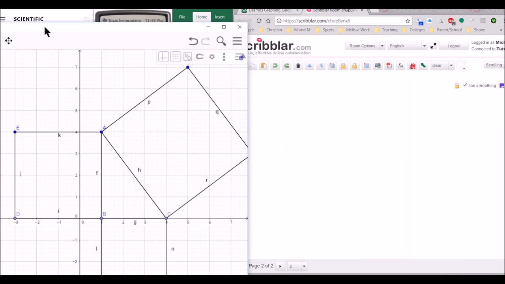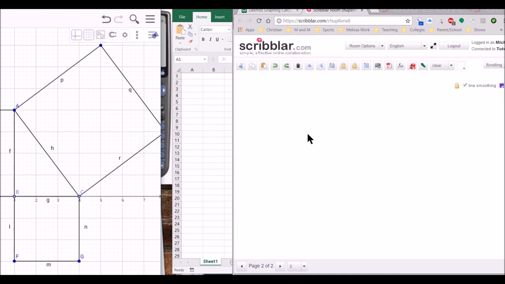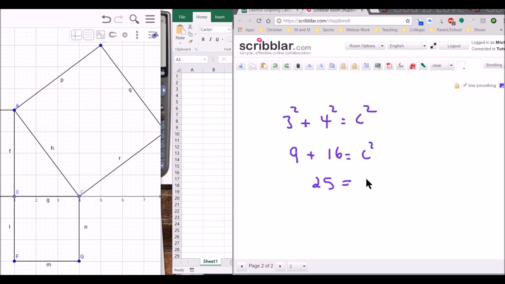So here we go. Let's do this. So again, we have a squared plus b squared equals c squared. So it's going to be 3 squared plus 4 squared equals c squared. So that's going to be 9 plus 16. And 9 and 16 gives us 25. And now, as many of you are going to see, this one's much simpler. Square root of both sides, square root of 25, square root of c squared. It's going to be 5.